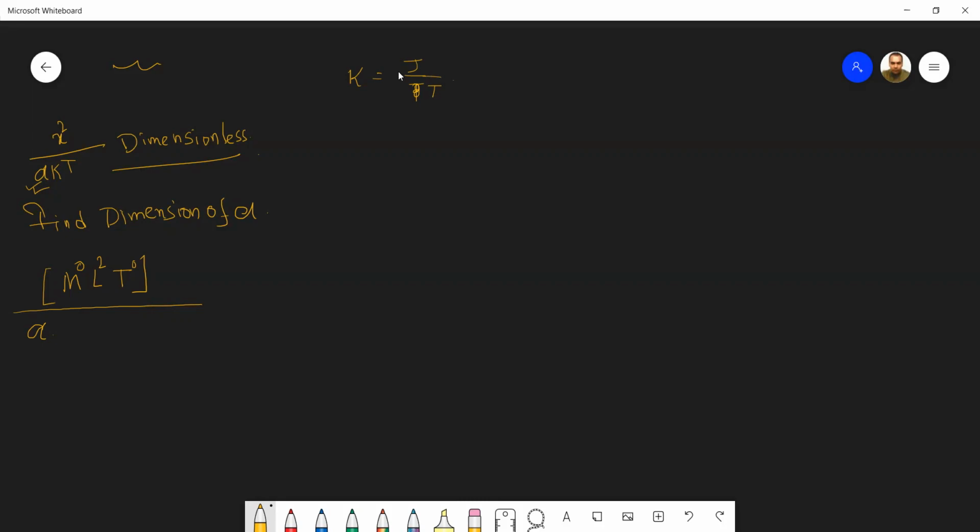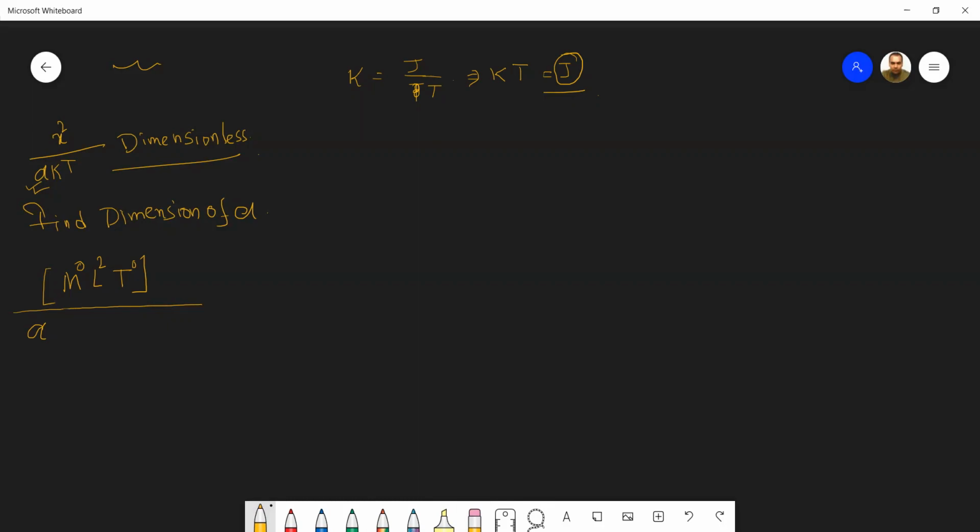So you see here kT. If you multiply the Boltzmann constant and temperature, we get joule, the unit of energy. So this kT will give us the energy, J. So instead of writing this as J, we will simply write here the dimension of J.